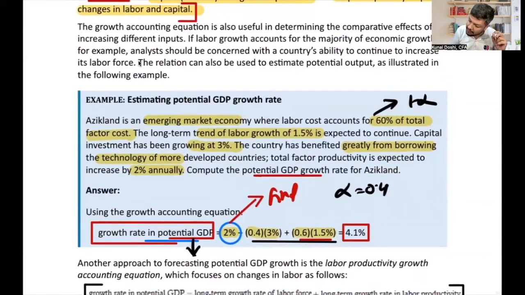Now, one more thing, if the labor growth accounts for the majority of economic growth, analysts should be concerned with the country's ability to continue to increase the labor force. This is very important. So if an economy is more labor intensive, then you will have to see how the country will keep its labor force growing. So countries have to increase their labor force also, and we will see that either by immigration or by making it easier for more people to work. For example, Saudi Arabia opened the windows for women to drive. That will put almost half of the population into the workforce, isn't it?